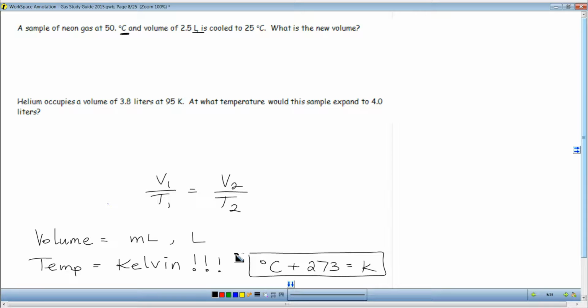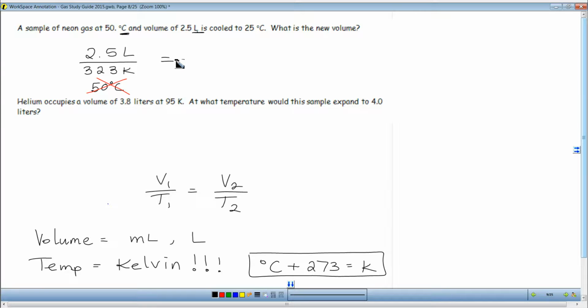Okay, so it's going to look like this. V1, T1 are my initial conditions. V1, my initial volume, is the 2.5 over T1. So in my calculator, I'm going to go 50 plus 273, which is 323. Okay, so I know you really, really want to do this, but you can't. And I'll tell you why in a minute. Not 50 degrees Celsius. It has to be Kelvin. There's my initial conditions.